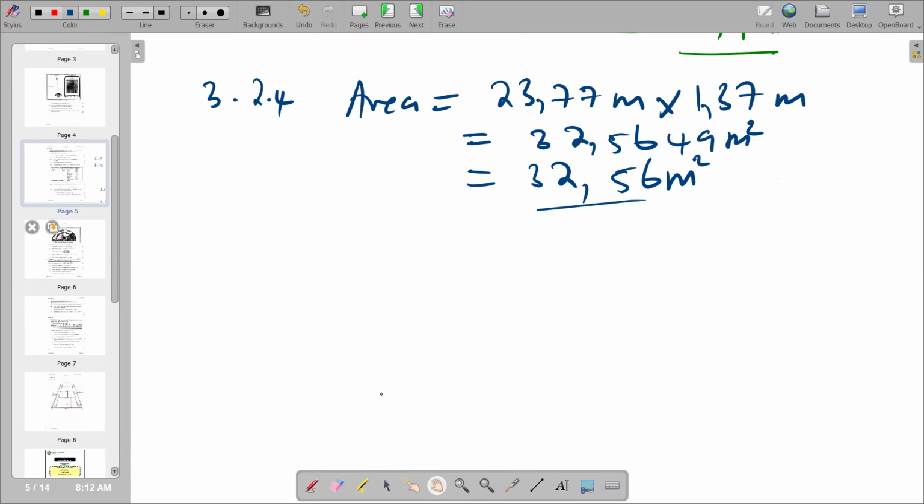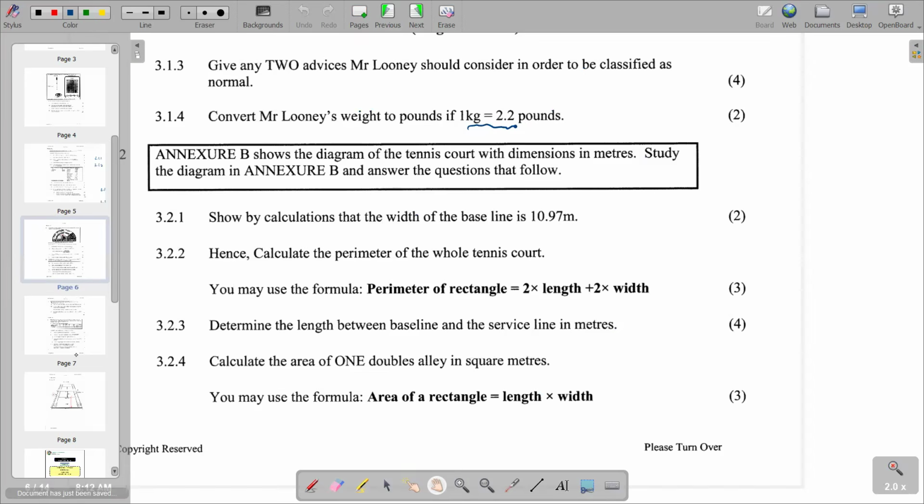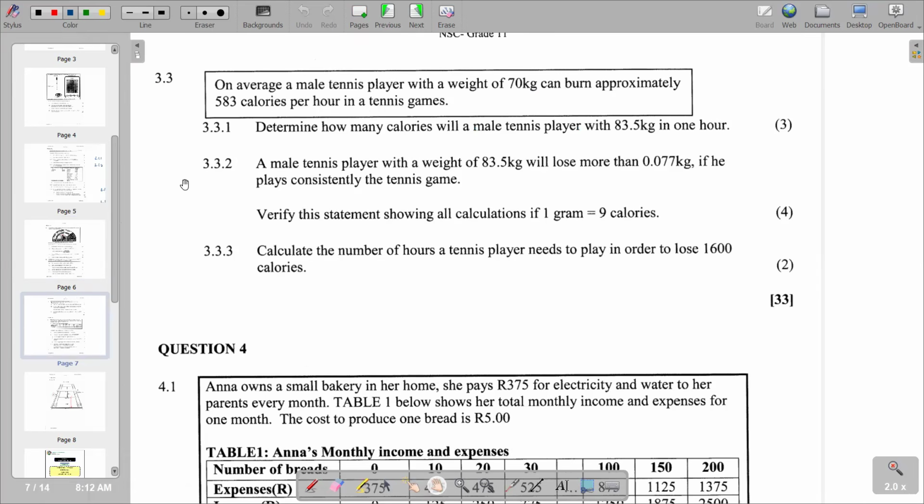Then we try to see if we've got another question. So we can move on forward to where we've got 3.3, which reads, on average, a male tennis player with a weight of 70 kg can burn approximately 583 calories per hour in a tennis game. Determine how many calories will a male tennis player with 83.5 kg burn in 1 hour.